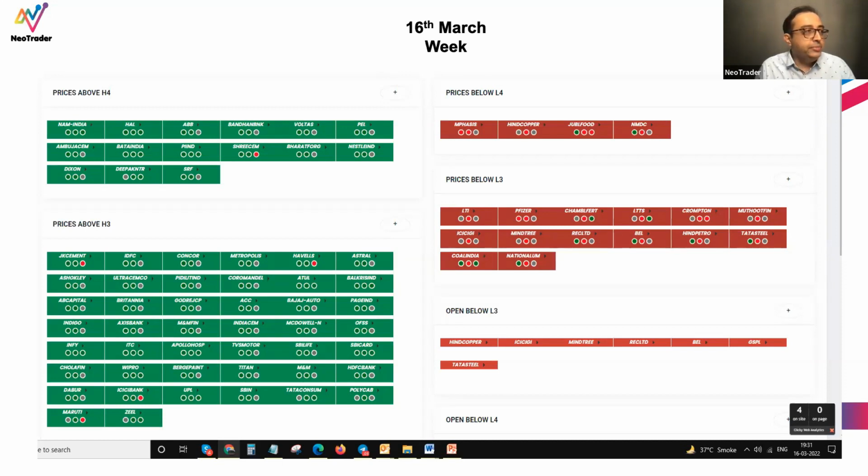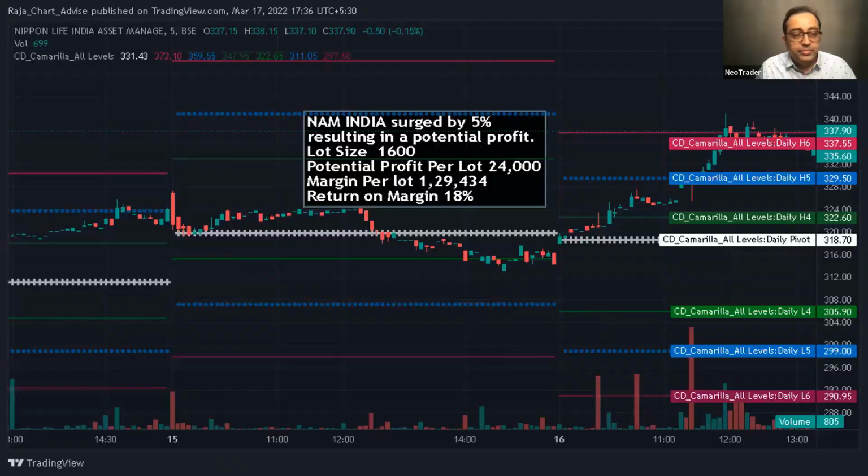You are seeing here that some stocks are moving above H4, some stocks are moving below L4. Now, from here, you can see that the stock surged by 5% and it gave you a return of 18%. Can you imagine? All you have to do is select the right stock. Why do you have to put burden on yourself? Instead, Neo Trader is doing the job for you. All you have to do is go and select the right stock.